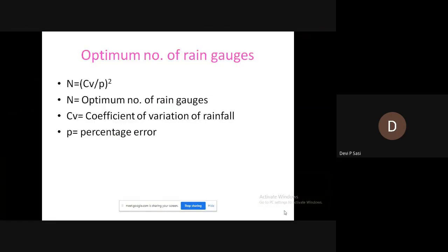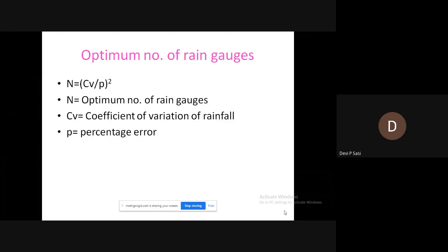Okay, today we are going to deal with a new topic, optimum number of rain gauges. In the last class you learned what rain gauges are and what the different types of rain gauges are. So today we can learn how to compute the optimum number of rain gauges. Let us denote the optimum number of rain gauges by capital letter N. N is given by the equation N is equal to (CV by P) the whole square.